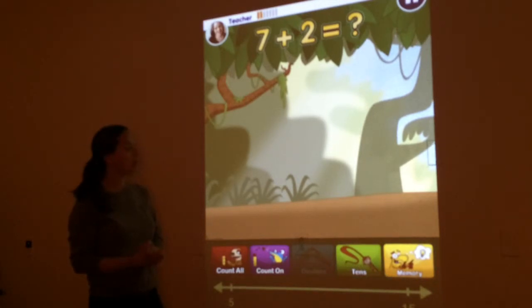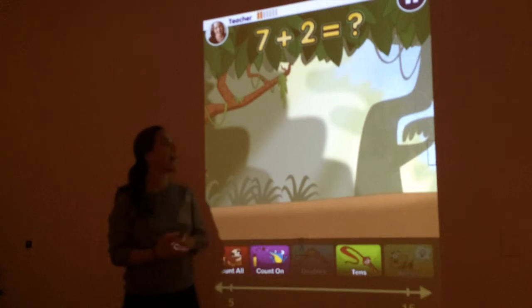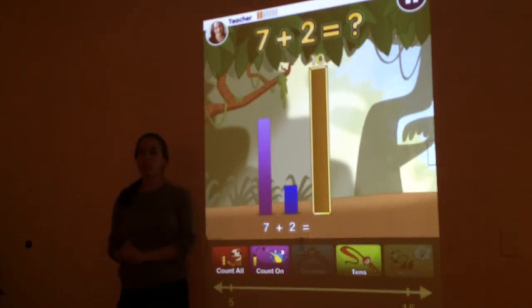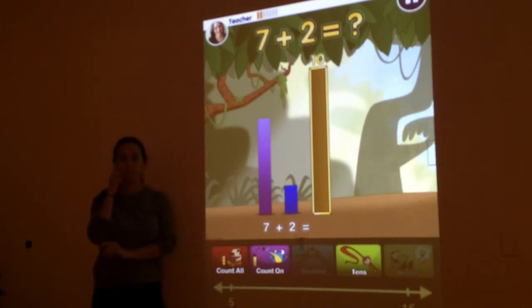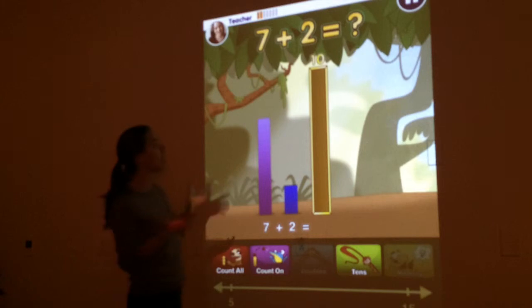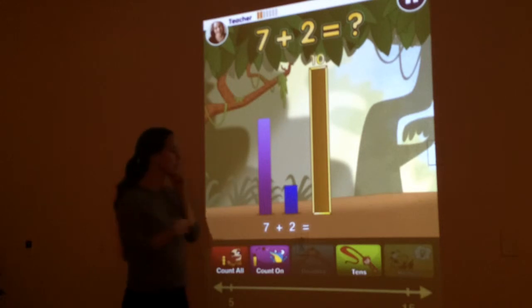Okay, let's try another one. This one's a little bit trickier. So let's use the tens tool again. Now, I want everyone to sit and think, what is the partner that goes with 7 to make 10? Don't say it out loud, hold it in your head. Okay, give me a thumbs up when you know it. Okay, so 7 and 3 are partners that make 10, right? But this is 7 and 2. So is this going to be more or less than 10? Let me think about that.